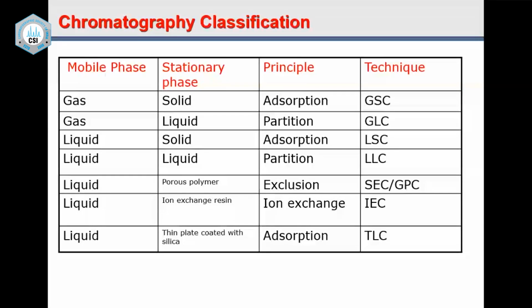Then we can have a porous polymer, and the pores of the polymer will behave in such a way that they will take anything which is smaller than the pore. Anything bigger than the pore will not get into the pore, and it will get excluded from the pore. So that is why it is called size exclusion chromatography, and this is used for polymers. So if the polymer is of a size which can enter into the pore, it will stay there. If the size of the polymer is bigger than the size of the pore, it will get excluded. So this is called exclusion chromatography.